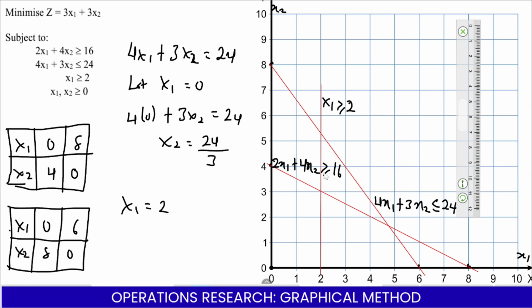So this one, because it is a greater than or equal to, is going to point upwards. All values that are above the line, that's what we are talking about. And then the second constraint, that one is less than or equal to. So all points below this line, that's for that particular constraint.